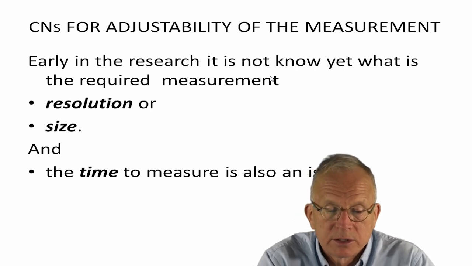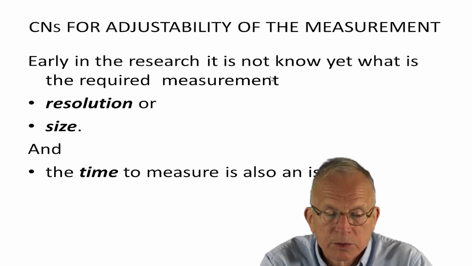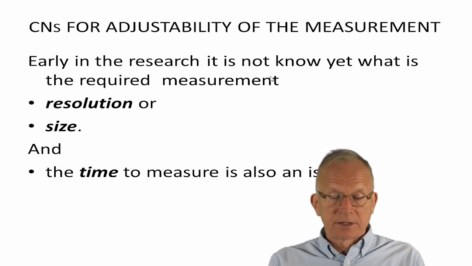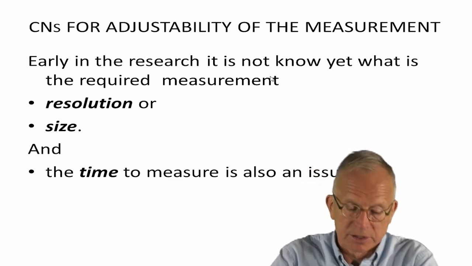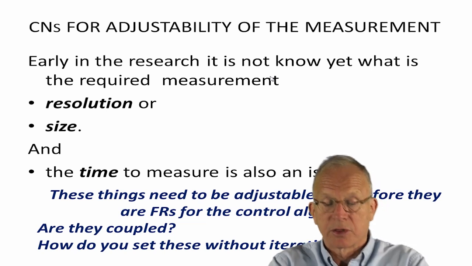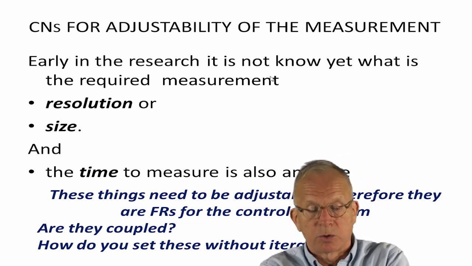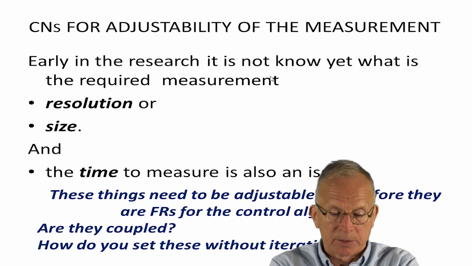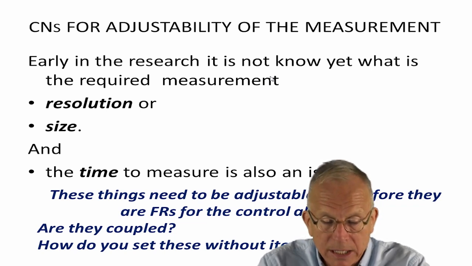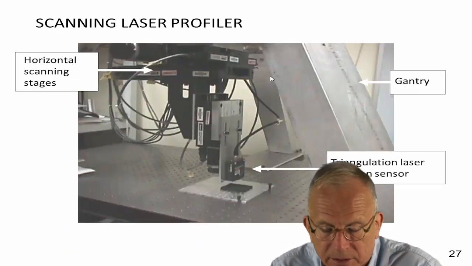So early in the research, we didn't know what was required of the measurement in terms of resolution or size. And the time to measure is also an issue. So these things need to be adjustable. We could say, so therefore they're all FRs in the control algorithm. But are they truly coupled? And how do we set these things without iterating? Well, let's take a look.